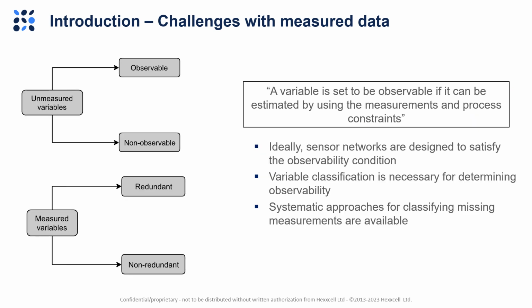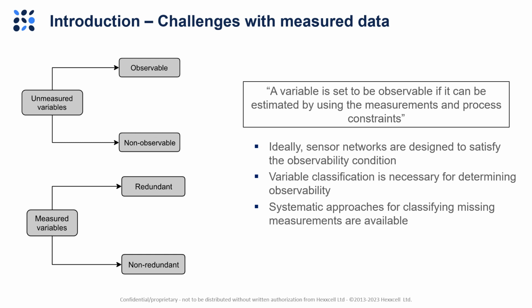Now, the presence of missing measurements leads us to a subsequent set of concepts that are key to understand how data reconciliation and gross error detection work. Process variables can be classified according to their feasibility of being estimated. First, unmeasured variables can be classified as observable or non-observable. This concept defines that a variable is said to be observable if it can be estimated by using the measurements and process constraints, where these process constraints can be either steady-state or dynamic ones.